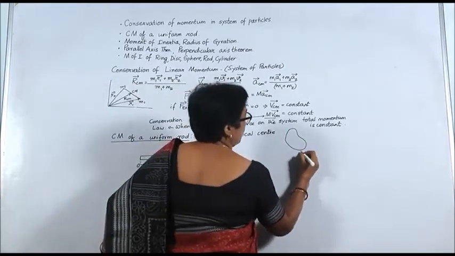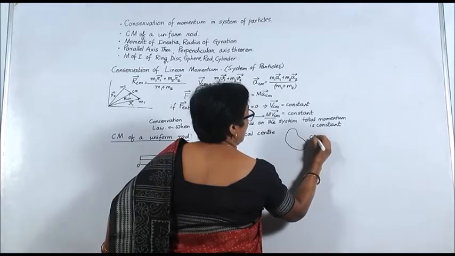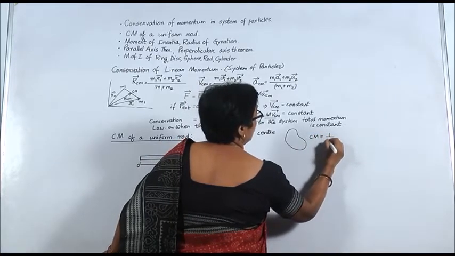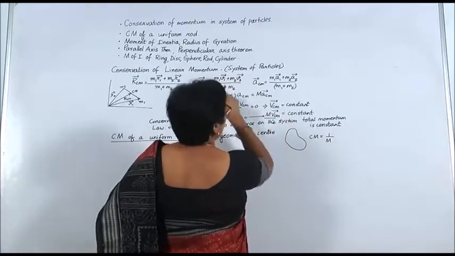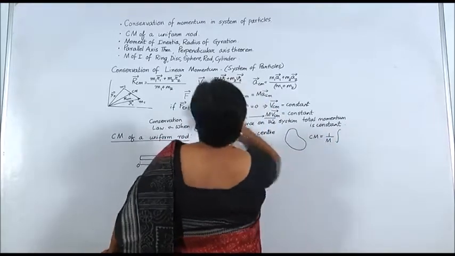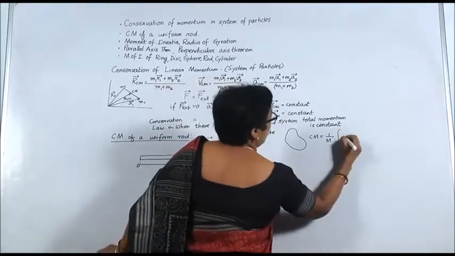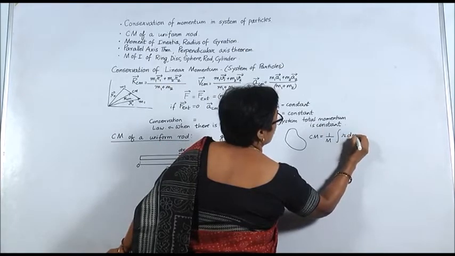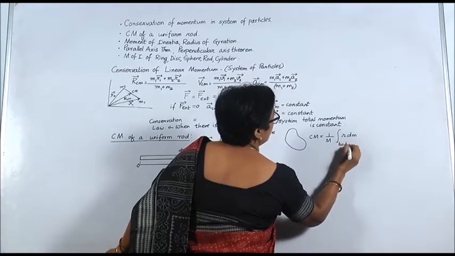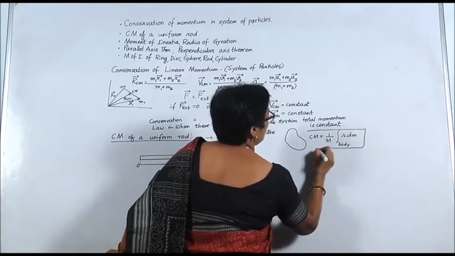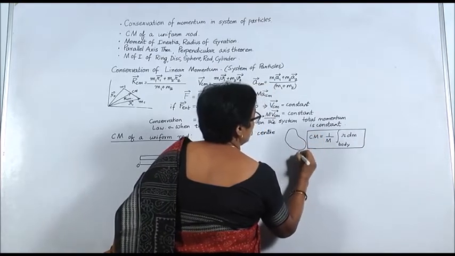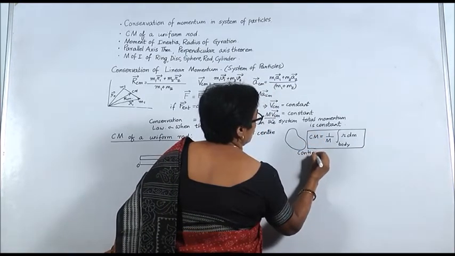For a continuous mass body, our center of mass definition will be 1 by total mass, just as here, into, now here m1 into r1, so r into the small mass, and you integrate it over the entire body. This will be the center of mass of a body when it is a continuous distribution of mass.